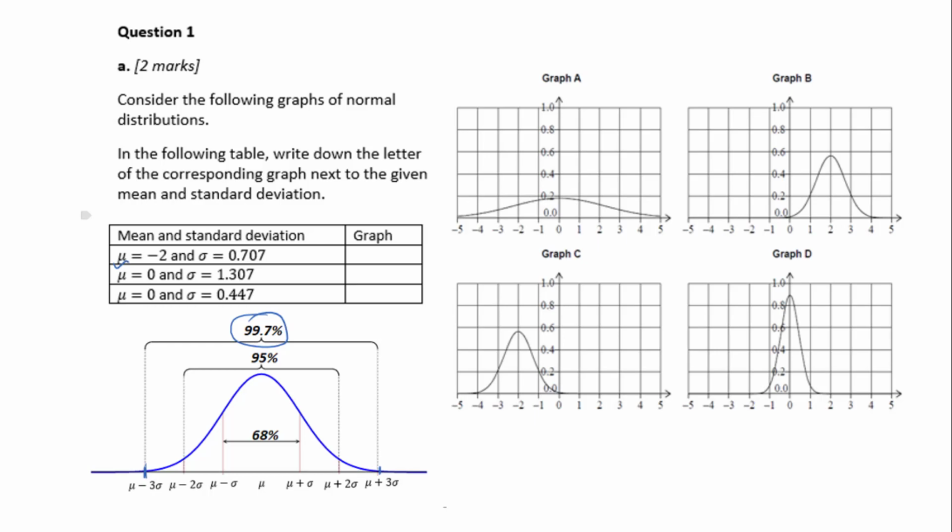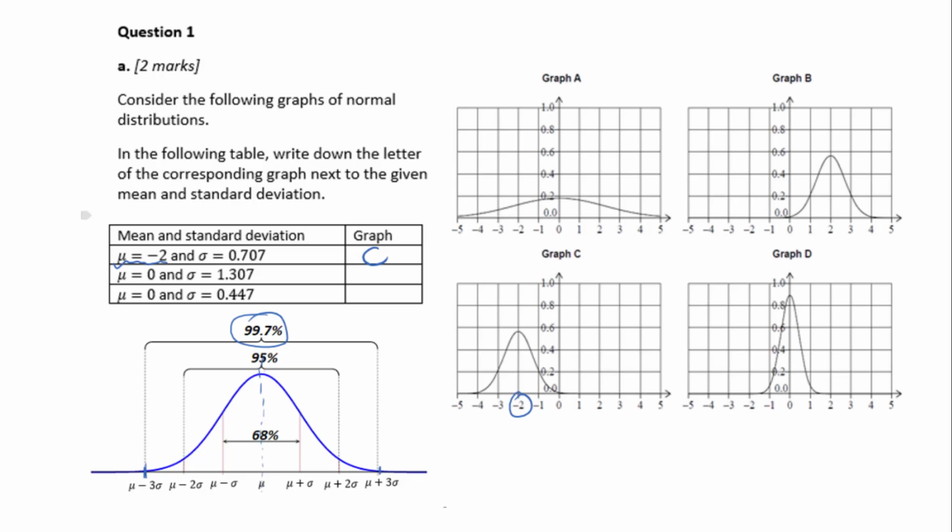Check mean first. Mean is the symmetric line. Mean is -2. Only graph C has the mean -2. So this is graph C.